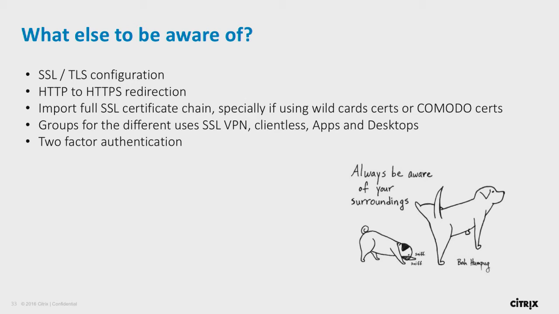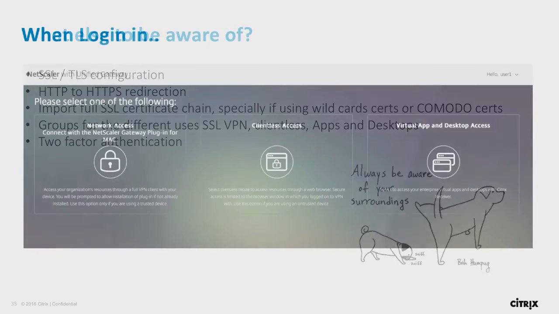And by default, everybody has access to everything. Everybody can do full VPN, clientless, and apps and desktop. So let's create AAA authentication groups to identify who needs access to what. Otherwise, everybody has access to everything. And two-factor authentication, very important, right? It's not part of the wizard. You have to create it separately if you need to.